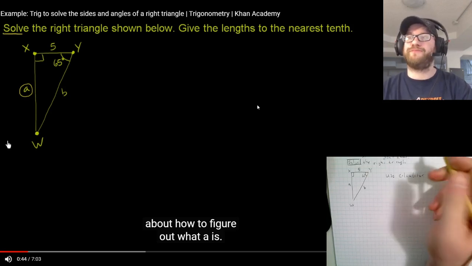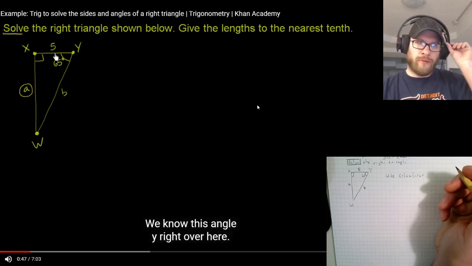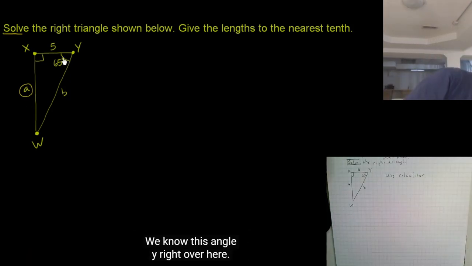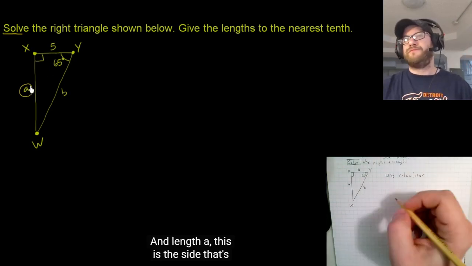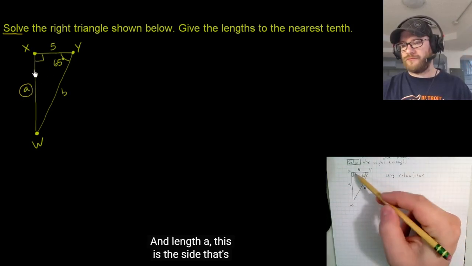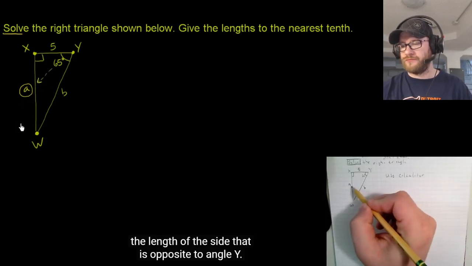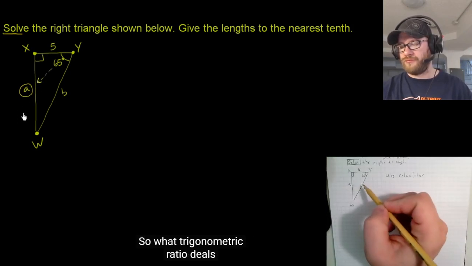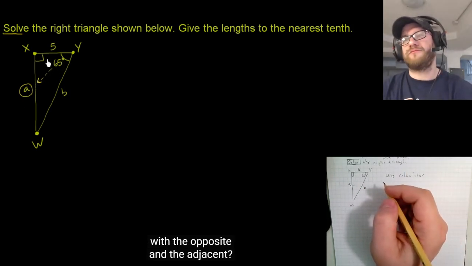So we've talked about solving for sides of triangles before. So how would I do that using this and trigonometry in my calculator? Well, what do we know? We know this angle Y right over here. We know the side adjacent to angle Y. And length A is the length of the side that is opposite to angle Y. So what trigonometric ratio deals with the opposite and the adjacent?